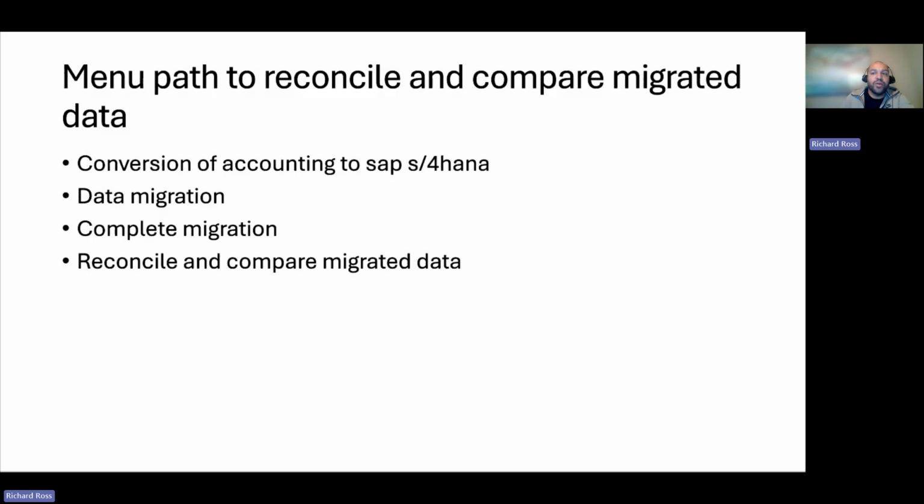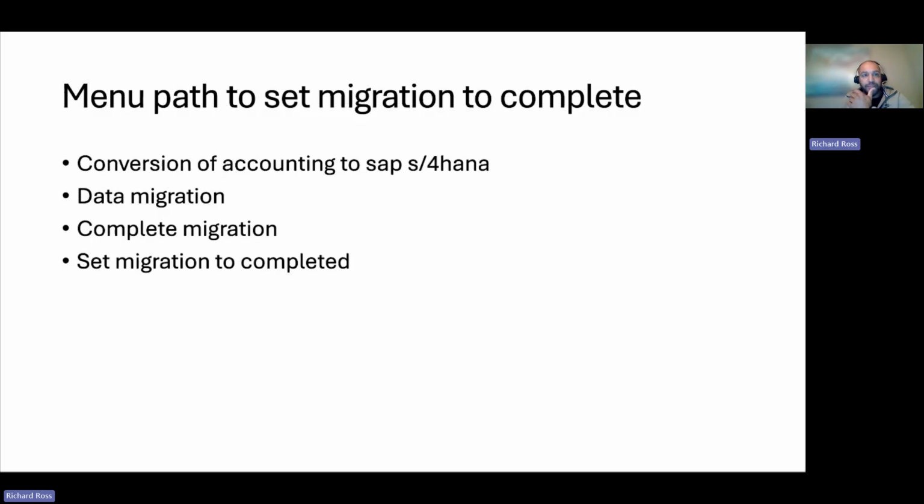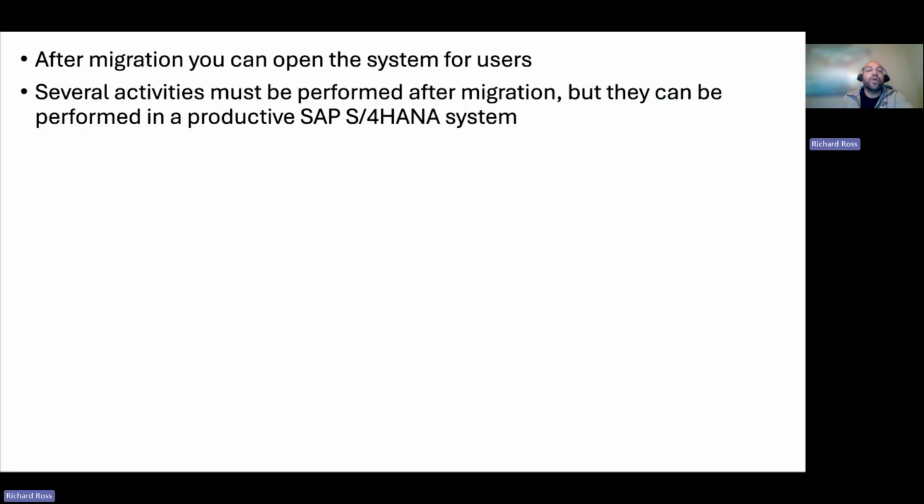Completing the migration. After all steps are complete, complete the migration. Menu path to reconcile and compare migrated data. Menu path to set migration to complete. Activities after migration. After migration, you can open the system for users. Several activities must be performed after migration, but they can be performed in a productive SAP S/4HANA system.